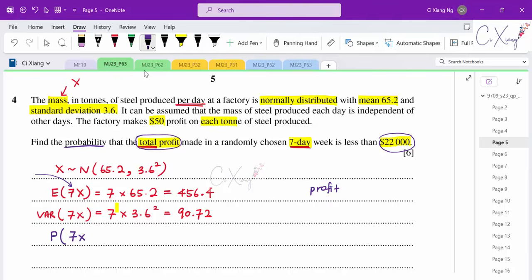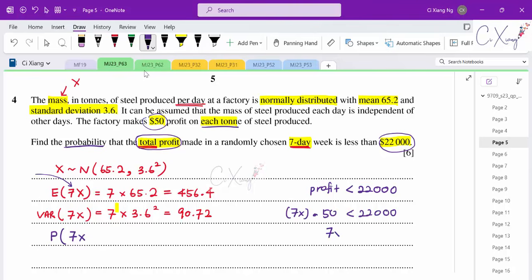If profit is smaller than 22,000, how can I get the profit? The profit is actually 7x multiplied with 50, because they are saying that the factory makes $50 profit on each ton. So if I'm having 7x tons in 7 days, the total profit will be 7x multiplied with 50, smaller than 22,000.